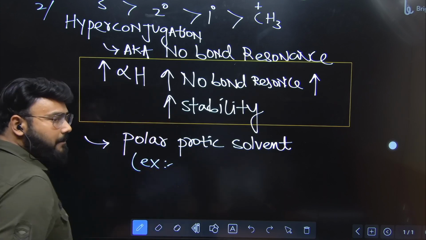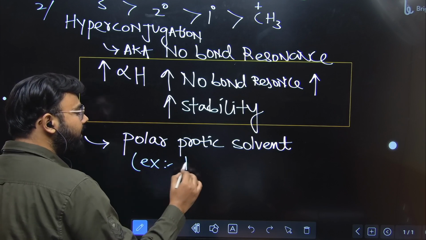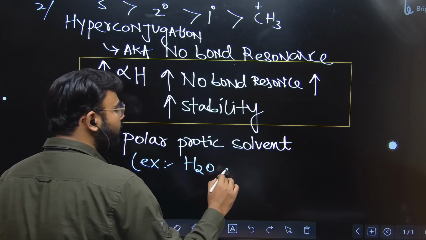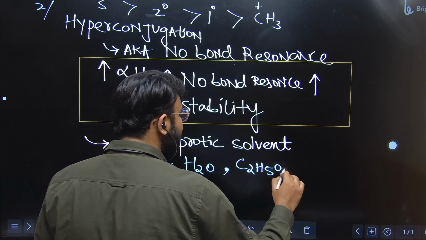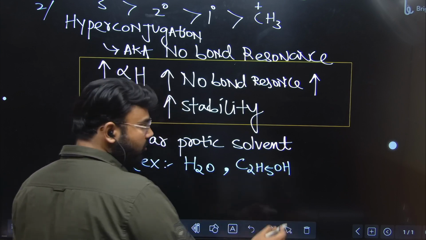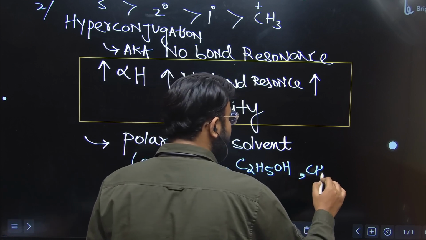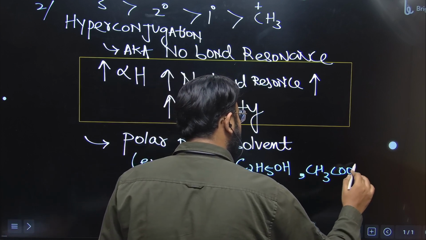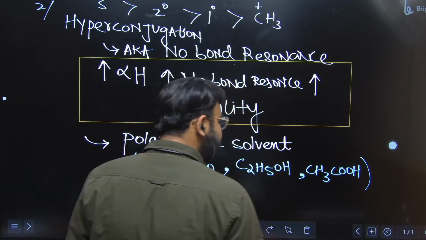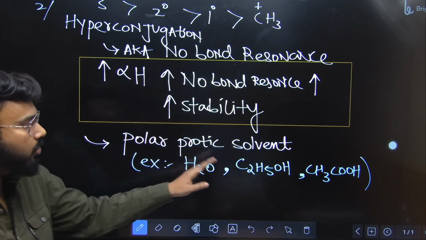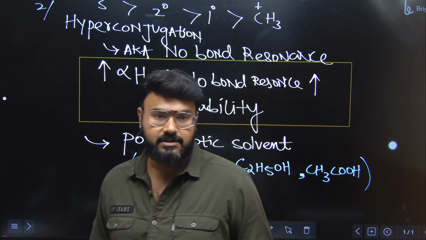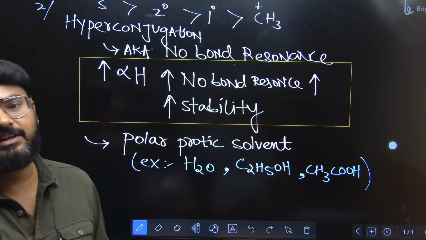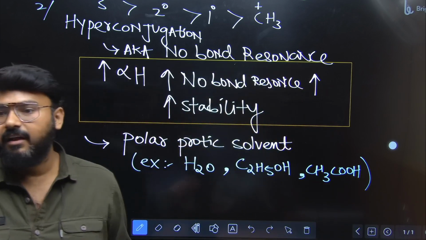Anyone tell me an example? The best example is H2O, then alcohol. After that, one more is there, acetic acid, CH3COOH. So, dear students, these are your examples of polar protic solvent that we use in SN1 reaction. Okay, guys, understood?